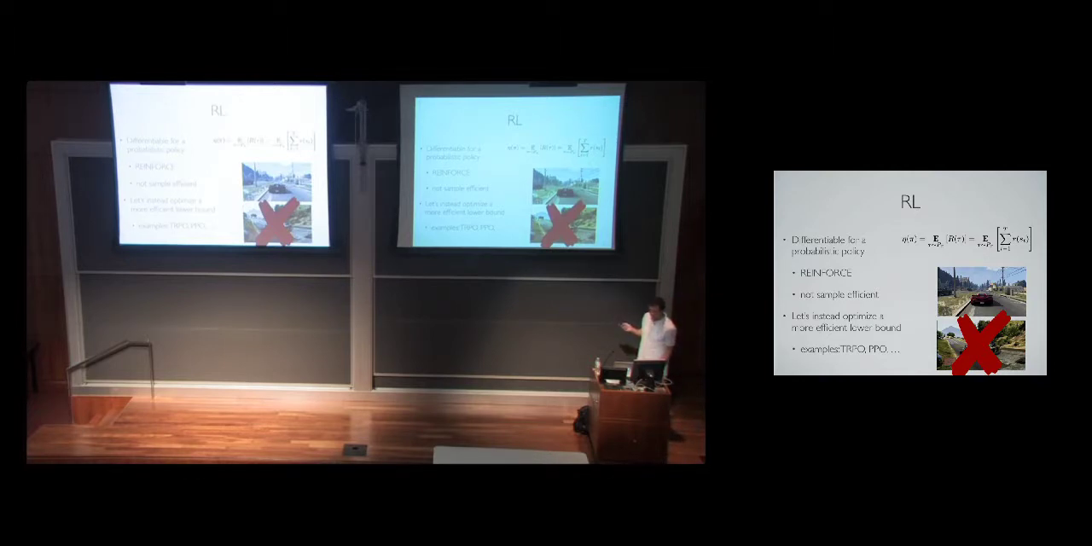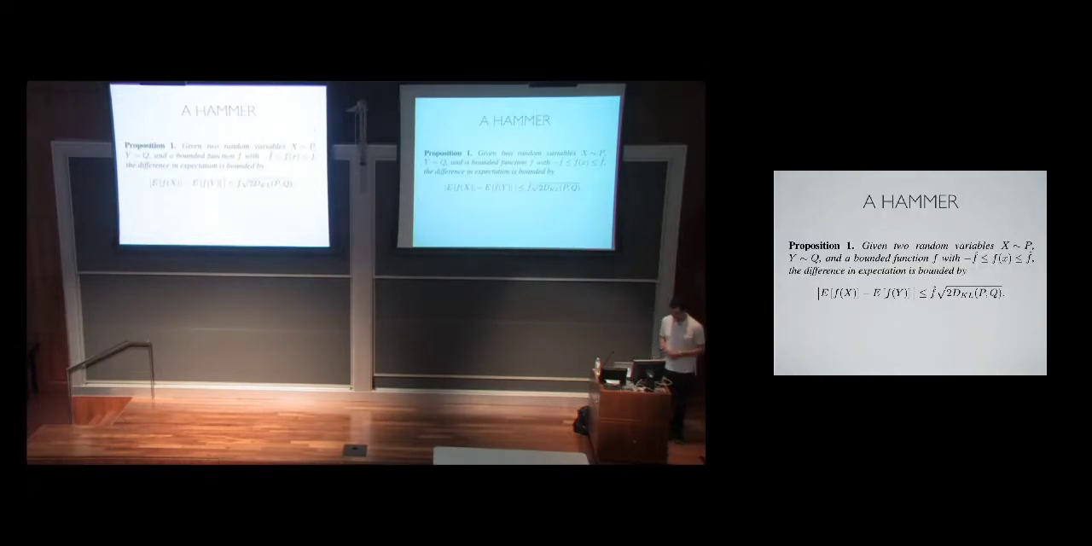Yes. All right. And so it actually turned out that getting a tighter lower bound than TRPO and PPO is surprisingly simple. All we needed to do was find a hammer: if you look at the expectation of a certain function over two distributions, P and Q, then the difference in these two expectations is just bounded by the maximal function value of the function you're looking at, times the square root of the KL divergence between the two.